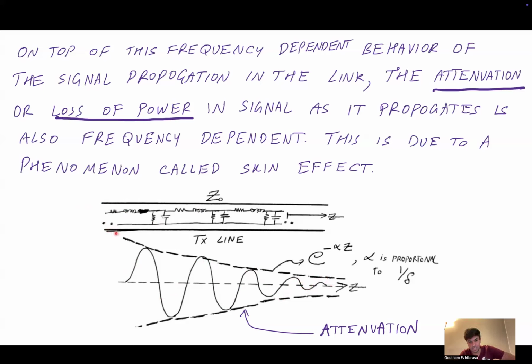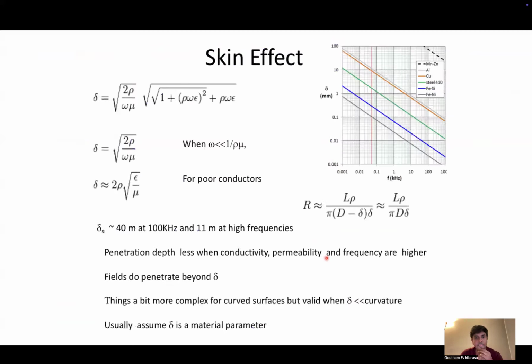The envelope of decay of the signal is going to be e to the power minus alpha z, where alpha is called the attenuation constant, and it is directly proportional to 1 over the skin depth. So as the frequency increases, the skin depth is reducing, so alpha is increasing, so the signal is going to decay more exponentially in amplitude as it's propagating along the link. And because delta is frequency dependent, this attenuation is also frequency dependent.